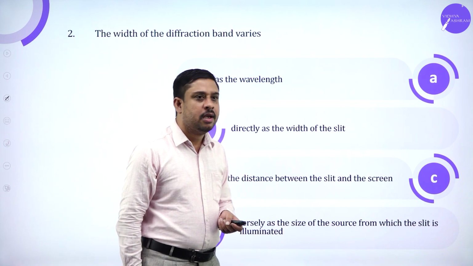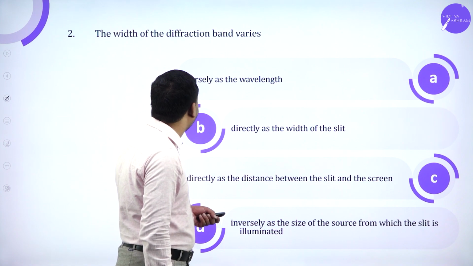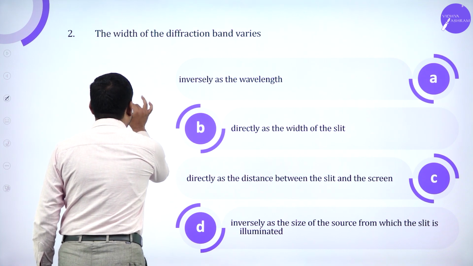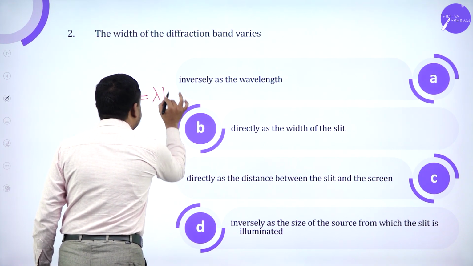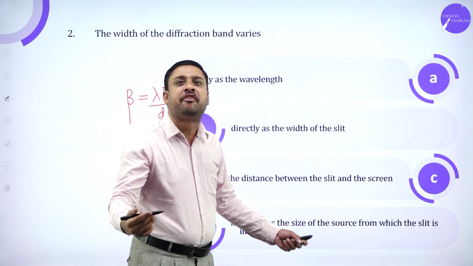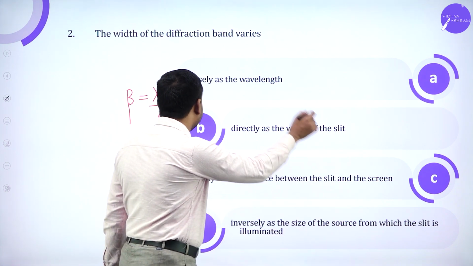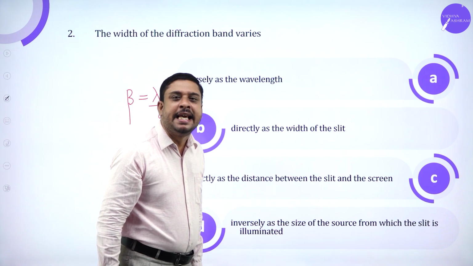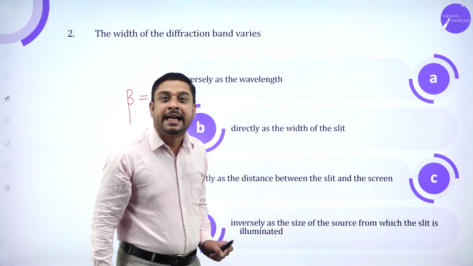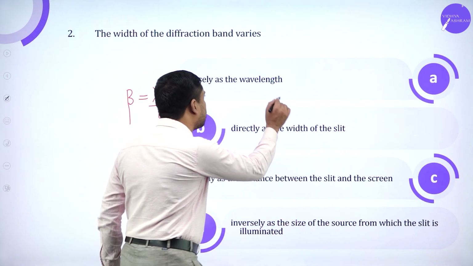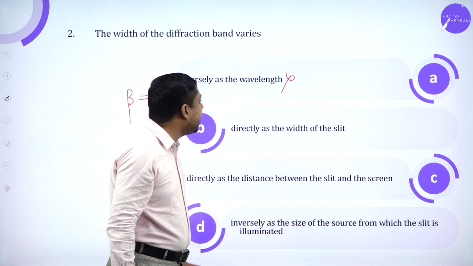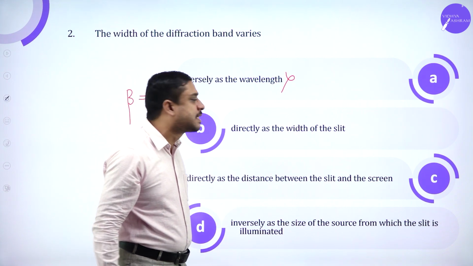Next one. The width of the diffraction band varies. So we have the relation beta is lambda D by d, which is similar to the width of interference fringes. Will it vary inversely as wavelength? The expression shows it is directly proportional to wavelength. So this option is wrong. Directly as the width of the slit?